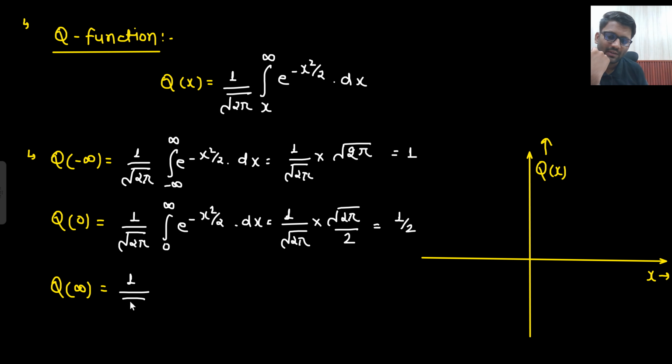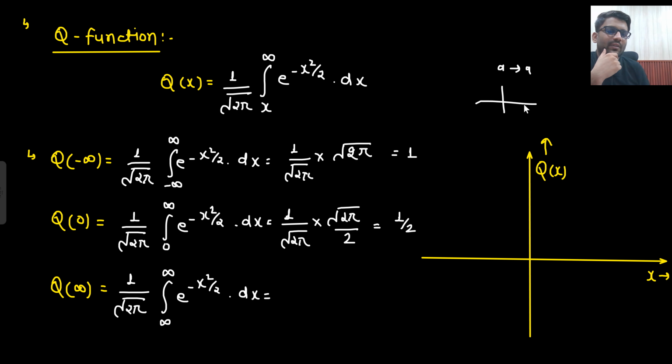So 1 by under root 2 pi, integral from minus infinity to infinity of e to the power minus x square by 2 dx. You are taking the limit from infinity to infinity. If I go from a to a on a graph, how much area am I covering? 0. That's it. 0.